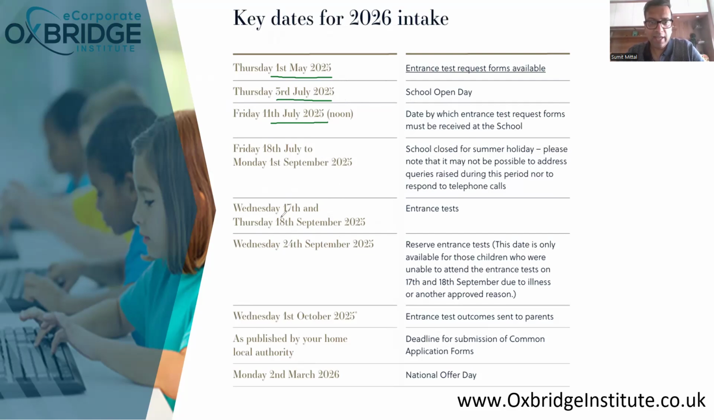The entrance test happened on the 17th and 18th of September, and the results are expected to be received by the 1st or 2nd of October, something like that. Then there is the reserve test for applicants who were ill on the day, or who couldn't take the exam for any valid reason. They give the exam on the 24th of September. The 1st of October is when the results are expected to be released. And the 2nd of March is the national offer day next year, when students will be told if they have been allocated a place in their chosen schools in round one.